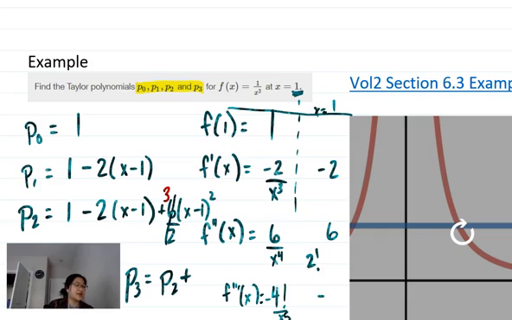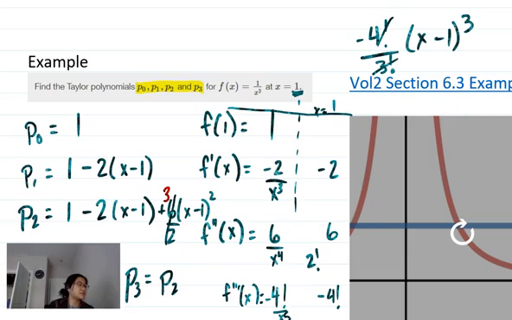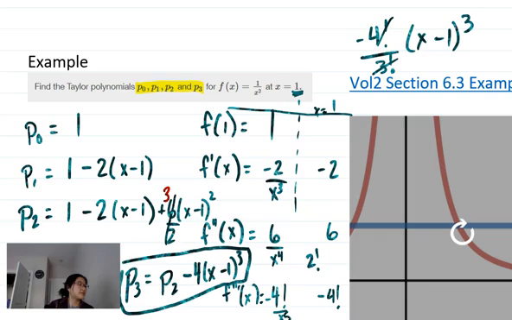And so evaluating that at 1, we have negative 4 factorial. And so we're going to have negative 4 factorial divided by 3 factorial, because we're looking at our third derivative, times x minus 1 to the third power. And so those cancel out, and we're left with negative 4 times x minus 1 cubed as our p sub 3.